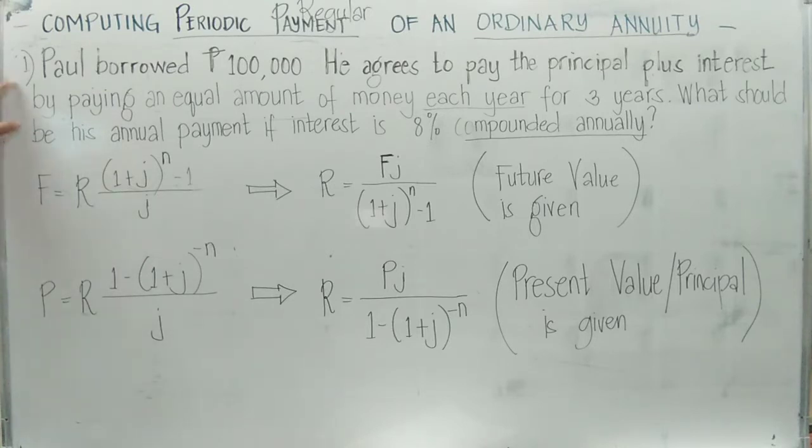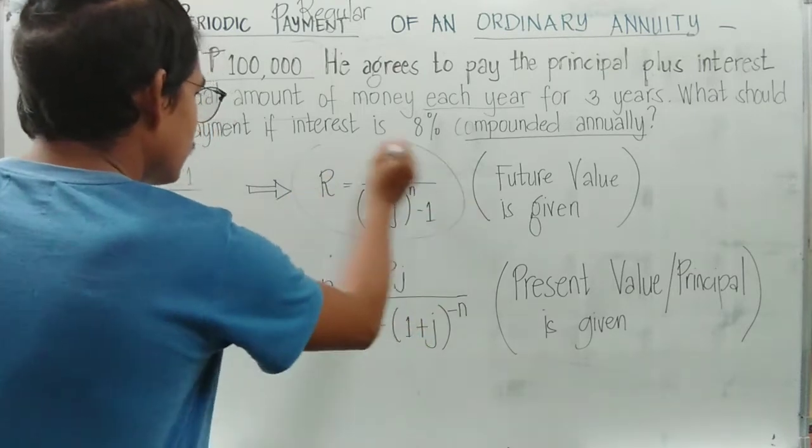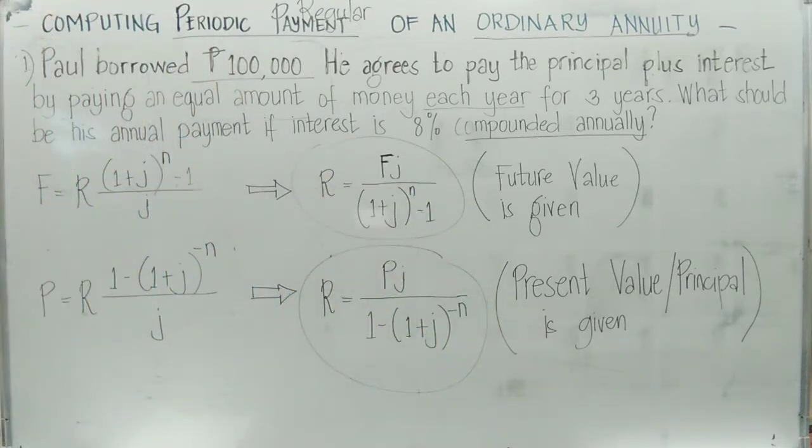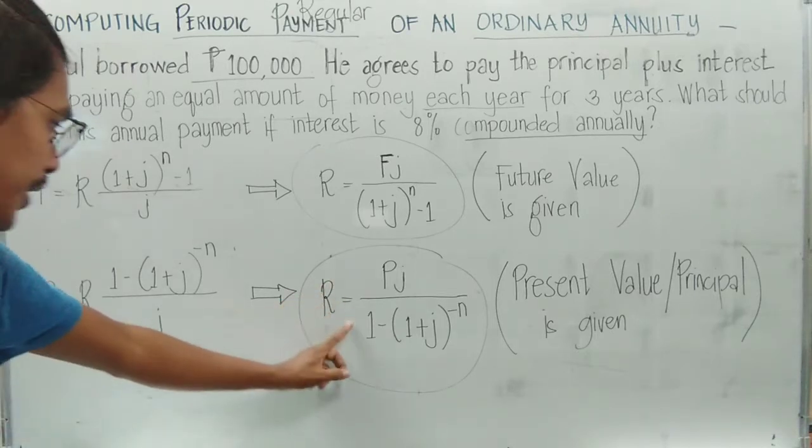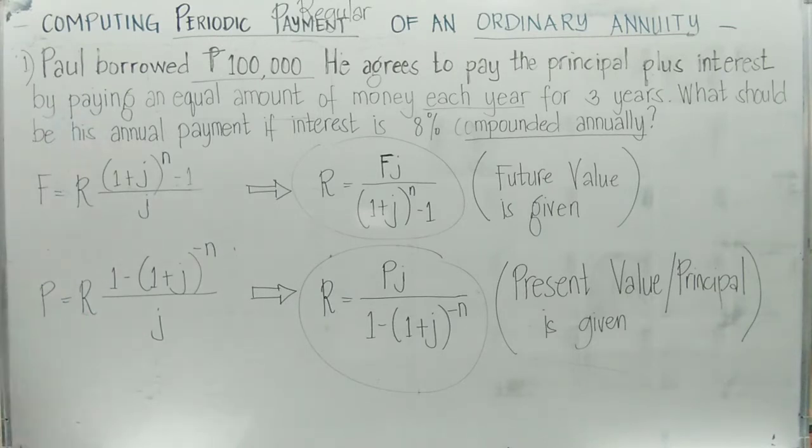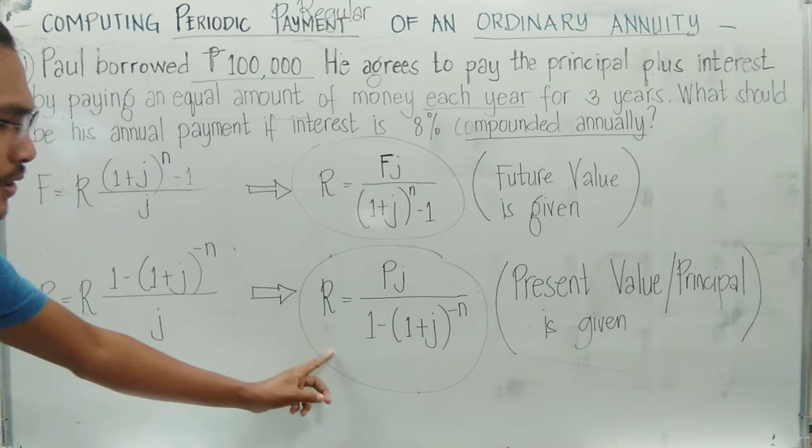So analyzing our problem, what it is all about. Let us focus on here. We have 100,000. So we will choose what equation or formula between these two shall be used. Okay, so we have Paul borrowed 100,000. So 100,000 will be our principal. Okay, so we will use this equation. So I will erase this one for us to solve. So take note that we will be using this equation.